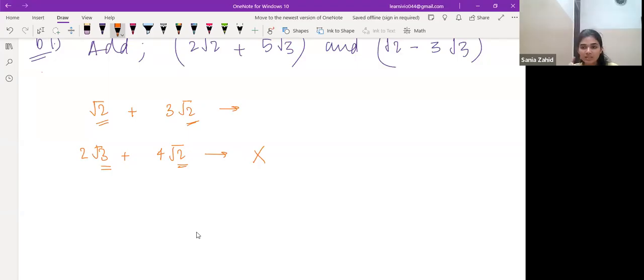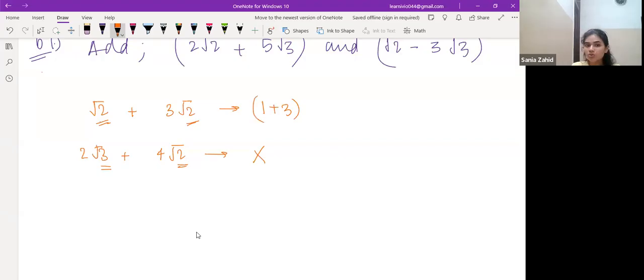So first of all, you need to make a distinction between what numbers you can add and what numbers you cannot add or subtract. Now root 2 plus 3 root 2, how are you supposed to add? First of all, you are only going to add the coefficients. What is the coefficient of root 2 in the first case? 1. And what is the coefficient of root 2 in the second case? 3. So 1 plus 3 you will do.